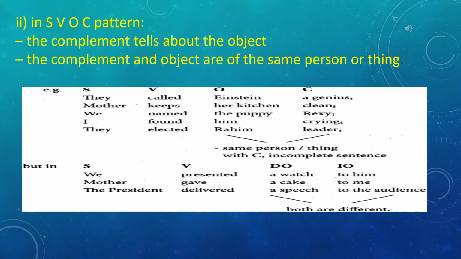But in the next one, SVDOIO sentence, we presented a watch to him. Here, both are different. We presented some other thing and to him it is different. So here it is a different object.